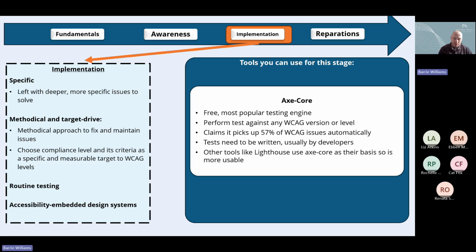One thing you can do at this point, which again is very, very cautious for me to suggest, is you go onto AxeCore. This will do a very in-depth test on most websites, and it will pick up, as it says there, 57% of WCAG issues. Now, when it says pick them up, it means it highlights where they are. It doesn't mean it's going to fix them for you. The idea is it's highlighting where those issues are.